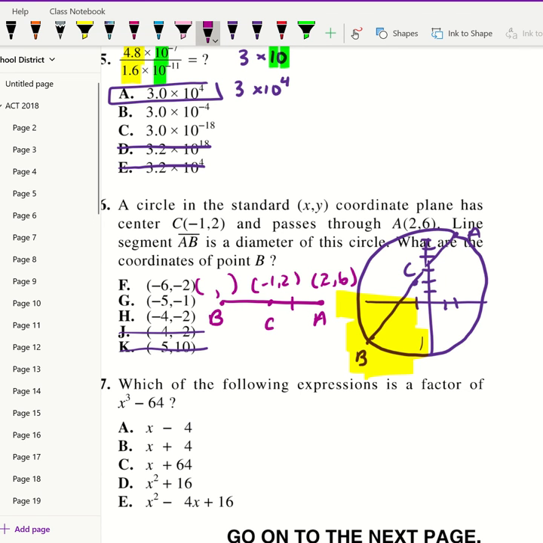And what I know, since C is in the center, is that it's equidistant from points A and B. I'm just going to look and see how the x-coordinates are changing, going from one end towards the middle. Going from 2 to -1, we went down by 3. Because this is equidistant, I would need to continue to go down by 3, which would land me at -4 for the x-coordinate. That's enough for me to choose H.